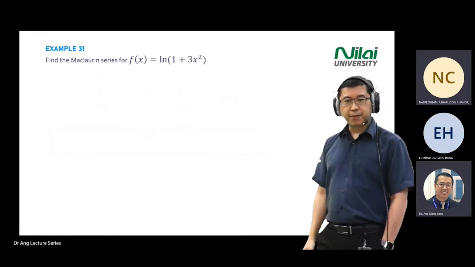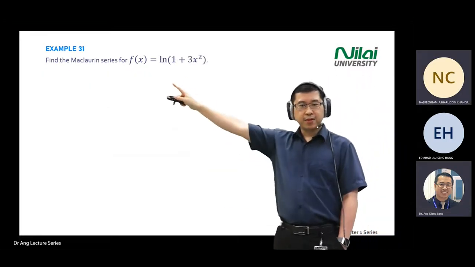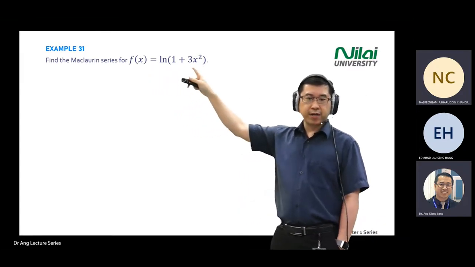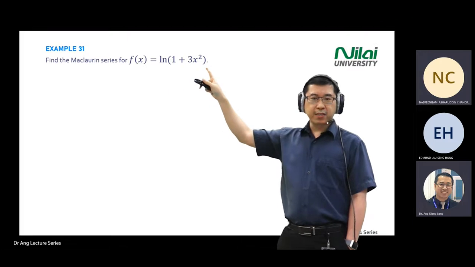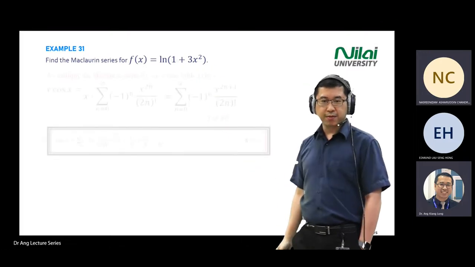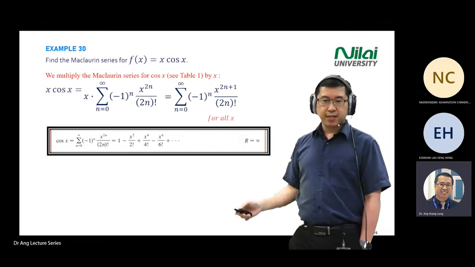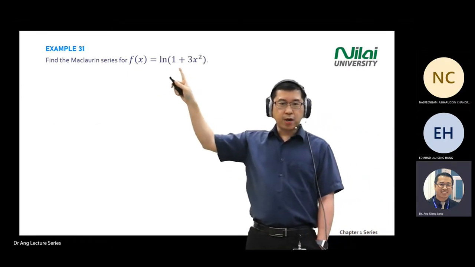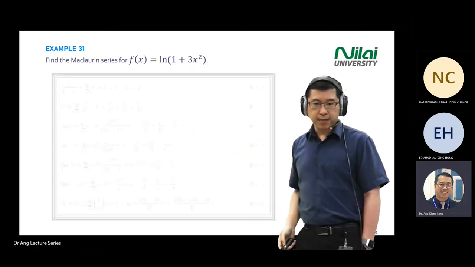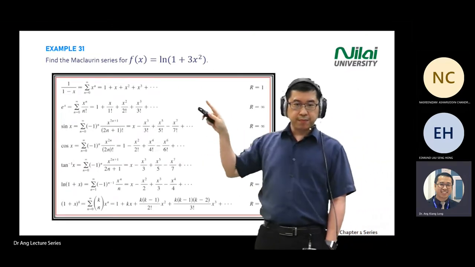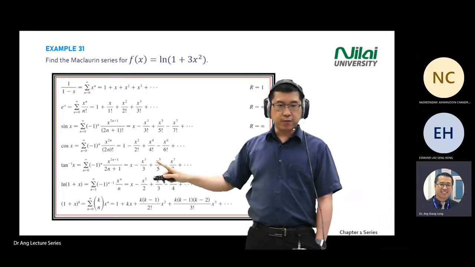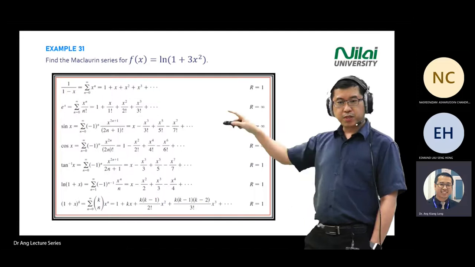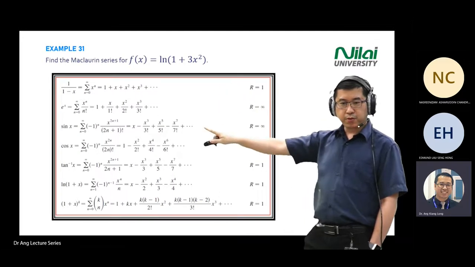I'll give you one more example. He asks you, find Maclaurin series for function f(x) equal to ln(1 plus 3x power 2). I let you see the table first. Okay, remember the question asks you, ln(1 plus 3x power 2). Let me see if I put the table for you. Okay. Can you look which one that we should use? Nizam, which one, which equation that we are looking for?